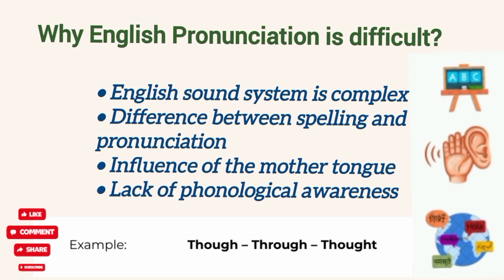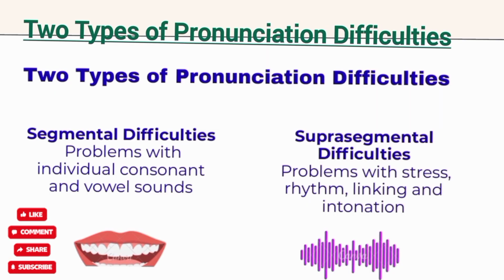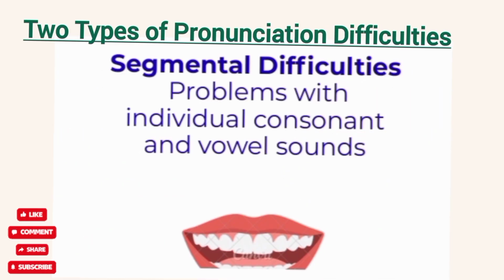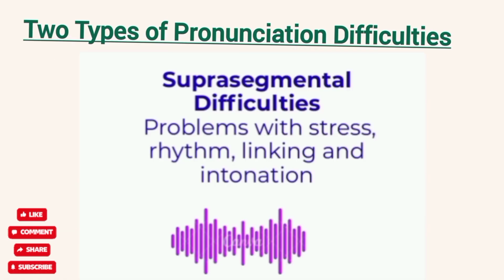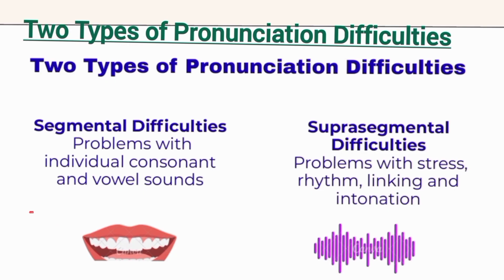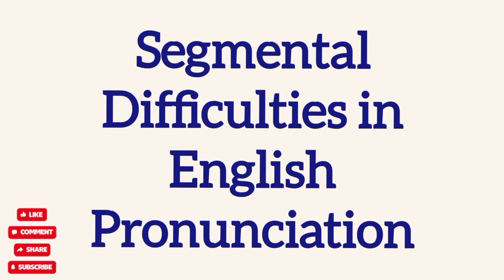Pronunciation difficulties can be divided into two main categories. The first category is segmental difficulties. These are problems with individual consonant and vowel sounds. The second category is suprasegmental difficulties. These involve stress, rhythm, linking, and intonation in connected speech. Both types are important for accurate and natural pronunciation. First, I'll discuss segmental difficulties in pronunciation.